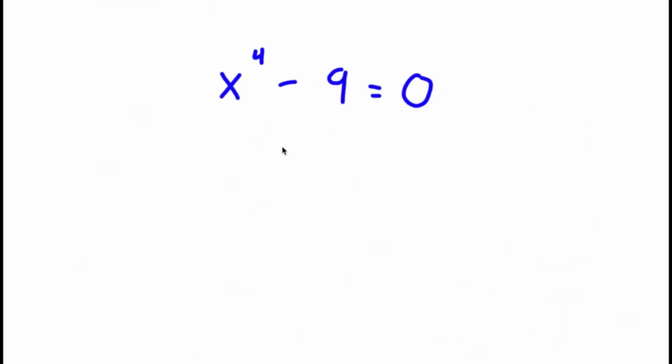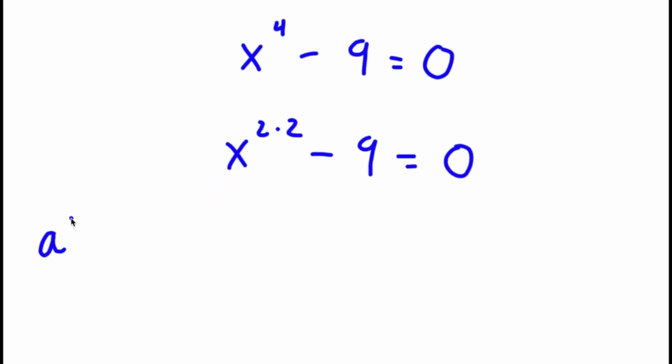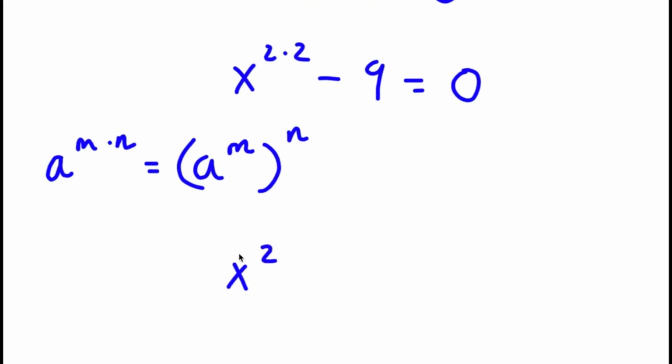Alright, so in this problem, I have x to the power of 4 minus 9 is equal to 0. So to solve this, I'm going to first replace x to the power of 4 with x to the power of 2 times 2. So I simply substituted in 2 times 2 for 4. So now I have x to the power of 2 times 2 minus 9 is equal to 0. Now, if I have something in the form a to the power of m times n, this is equal to a to the power of m to the power of n. So x to the power of 2 times 2, I can rewrite that as x to the power of 2 to the power of 2. Now this minus 9 is equal to 0.